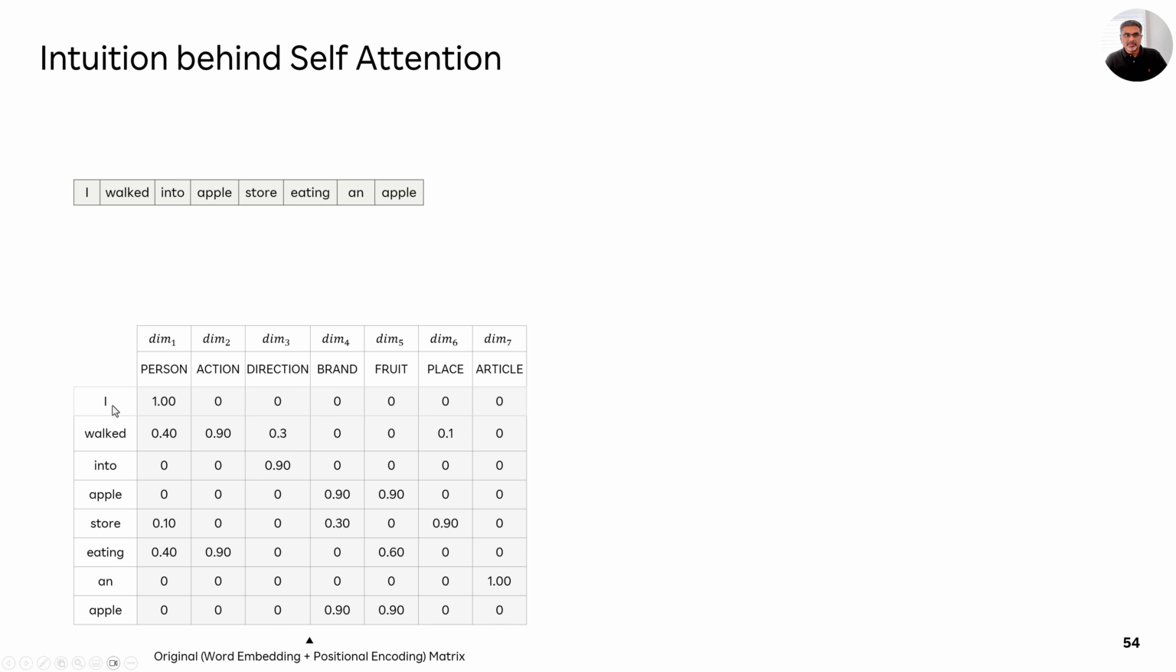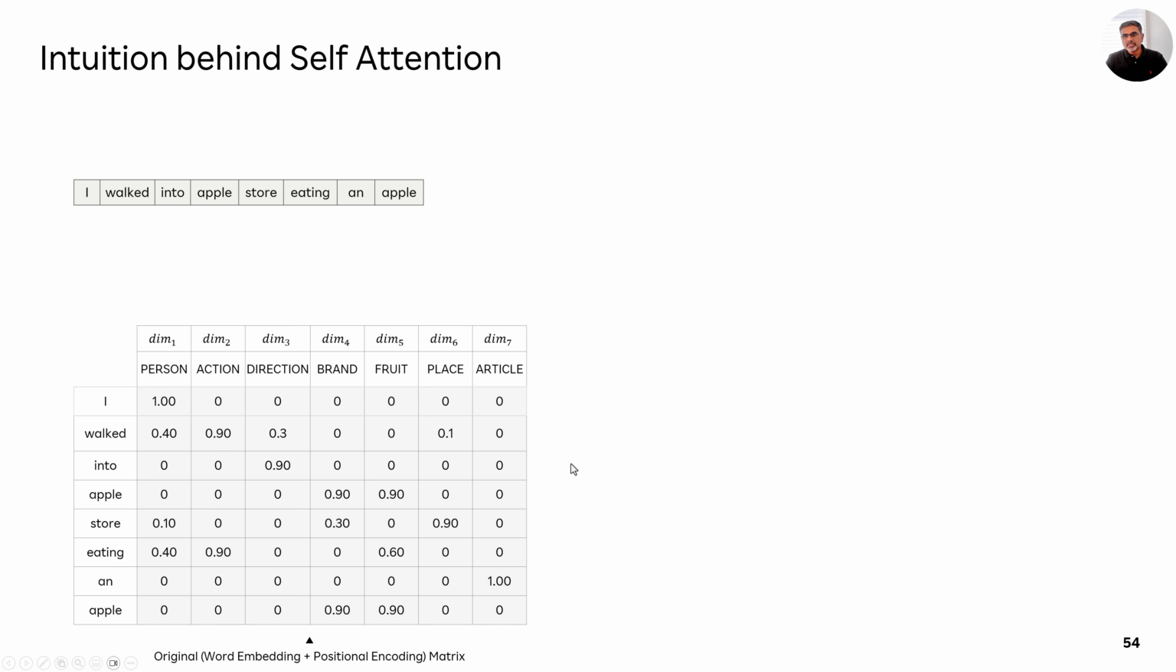And I has a person value for that dimension of 1 and every rest of it is 0. Walked is, yeah, person walks, so it's 0.4, and an action, yeah, walking is an action, so 0.9. You walk in a certain direction, so the direction feature also is non-zero at 0.3. It's not a brand, a brand does not walk, a fruit does not walk, so it's all zeros and so on. You walk into a place, so it's 0.1 and so on, right?